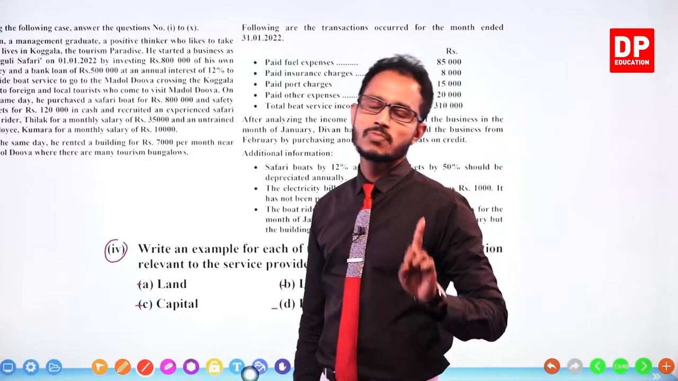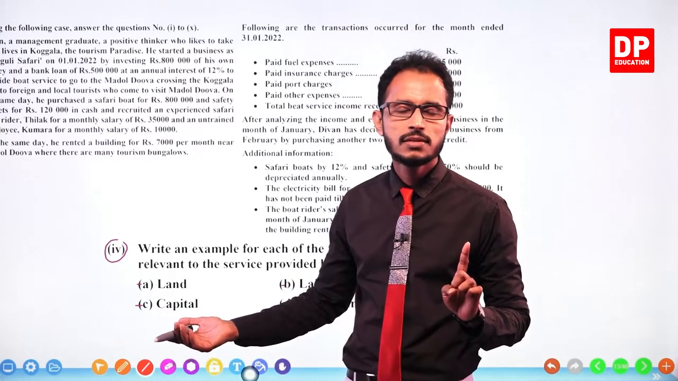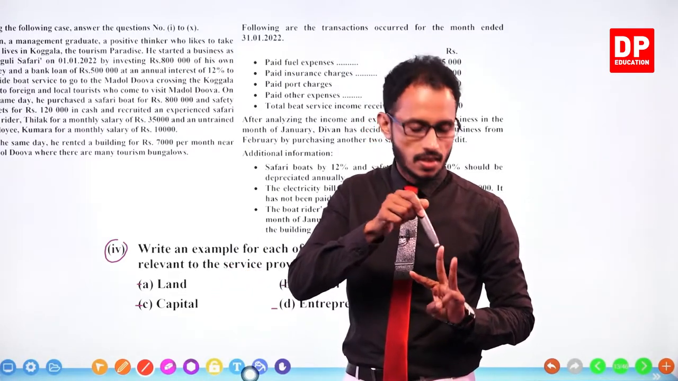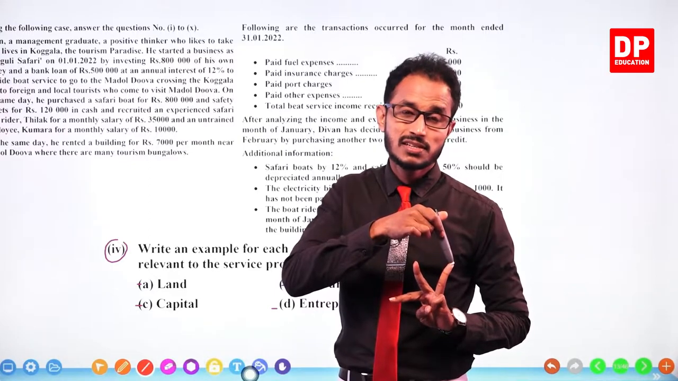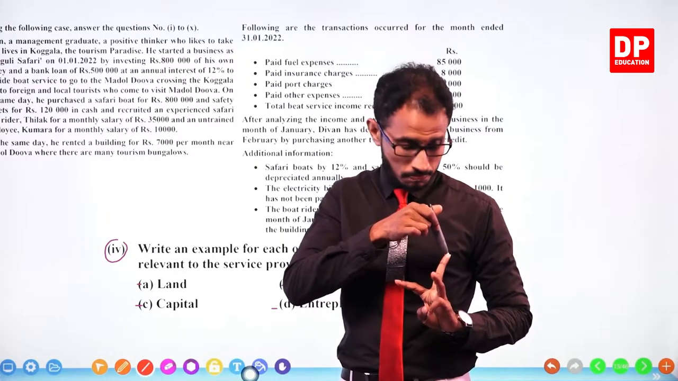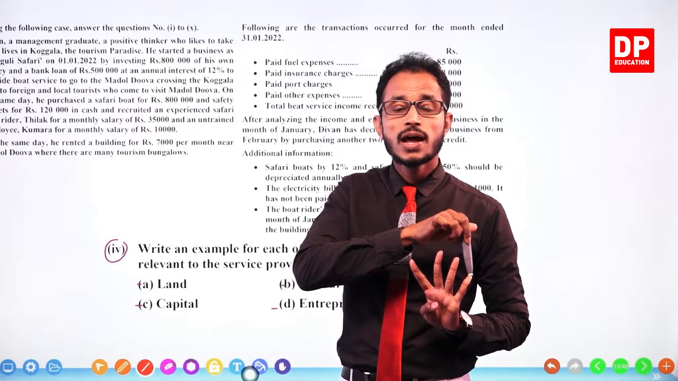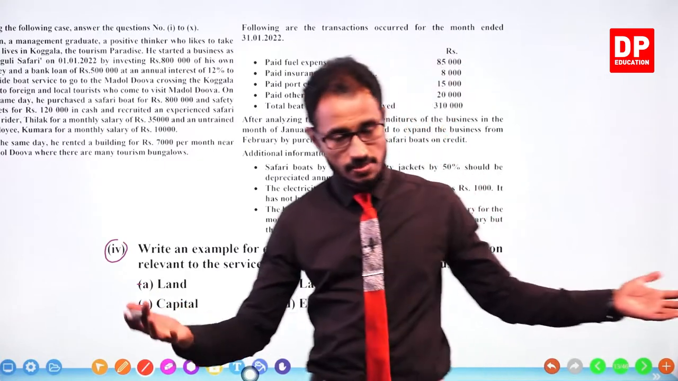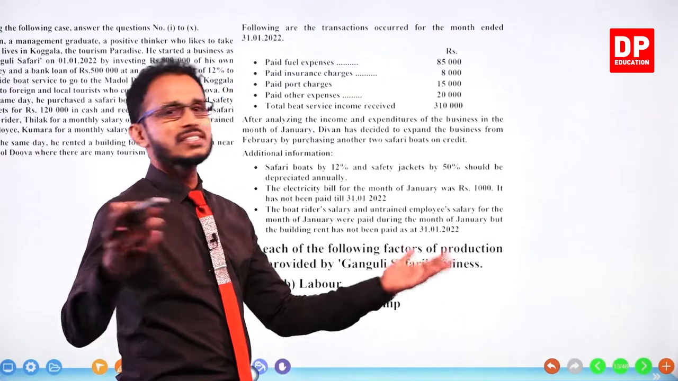Land means what? Tell me, ladies, tell me. Land means all the natural factors. Labor means all the human resources. Capital means all the artificial, man-made things invested by the owner into the business. Land means all the natural resources, labor, that's right. Capital, man-made resources. Enterprise, the entrepreneurial idea, or the owner. In entrepreneurship, you have to know that all the owners, all the businessmen are not entrepreneurs.